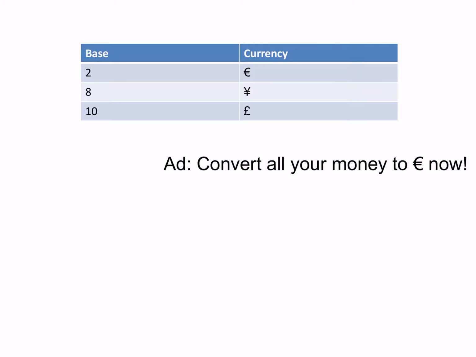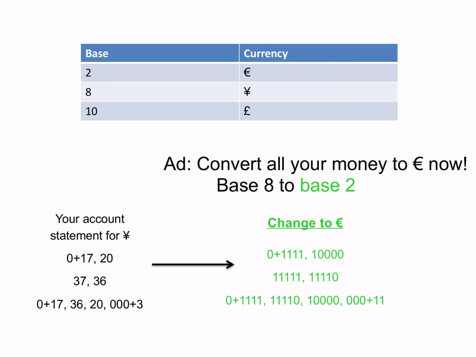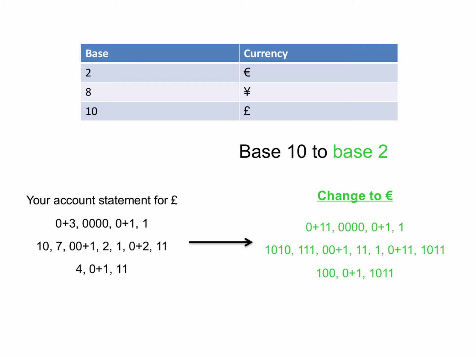We can move on to the advertisement, which is trying to convert all our money into euros. So what we can do now is to convert the Japanese yen into euros, which is converting from base 8 to base 2. With the help of a calculator or website, you can easily do it and keep the 0b or 000b prefixes as they are. And you can do the same thing to the British pound by converting from base 10 to base 2.